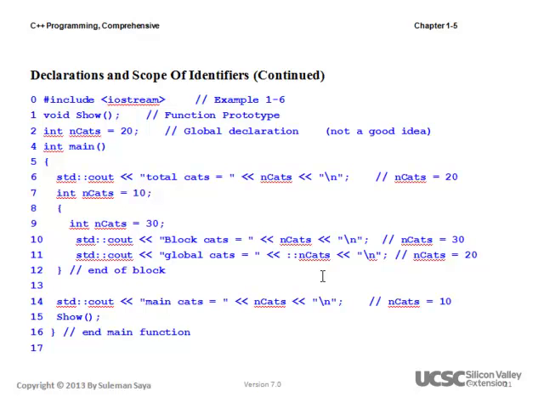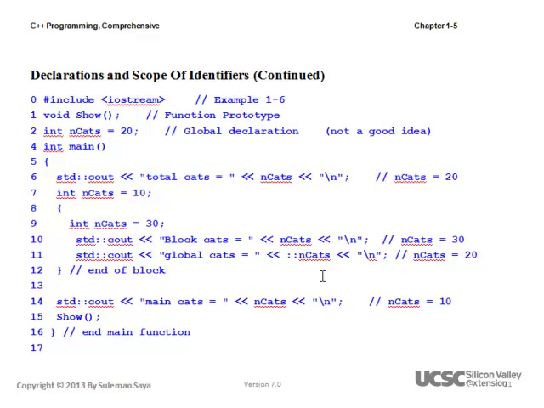And then at line number 12, I'm saying end the block. At line number 12, it is going to end this block. Now, as soon as it ends the block, whatever was in the scope at line number 9, that ncats is going to go out of scope. So the memory is going to be released for that ncats.